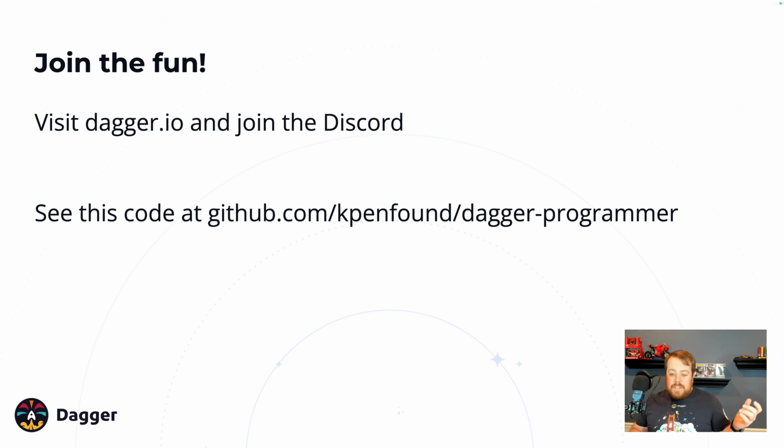All of this code is available at github.com/kpenfound/Dagger. Once again, disclaimer: the code that I showed in this video is on a current experimental version of Dagger, so this API might change day by day. So if you're referencing this video, go and look at the current Dagger documentation for how things work at that time.